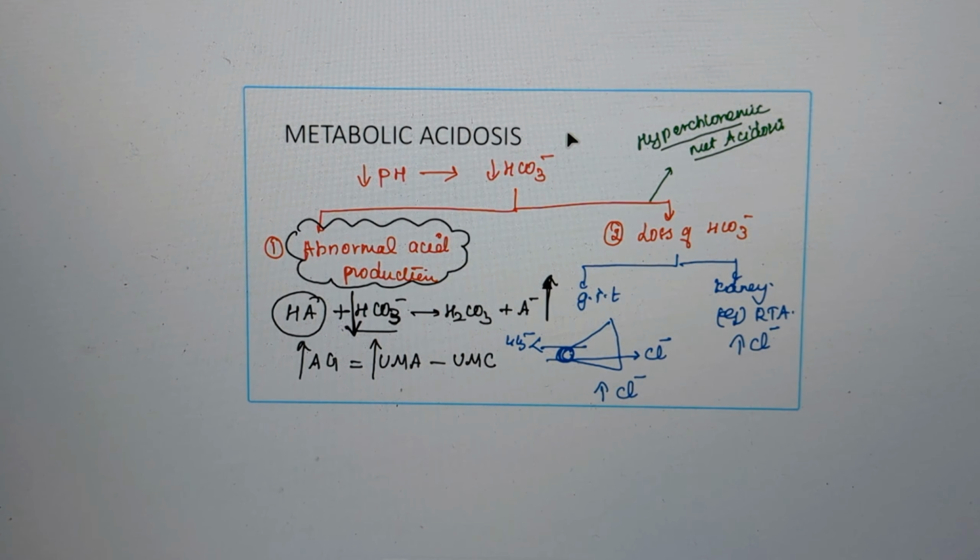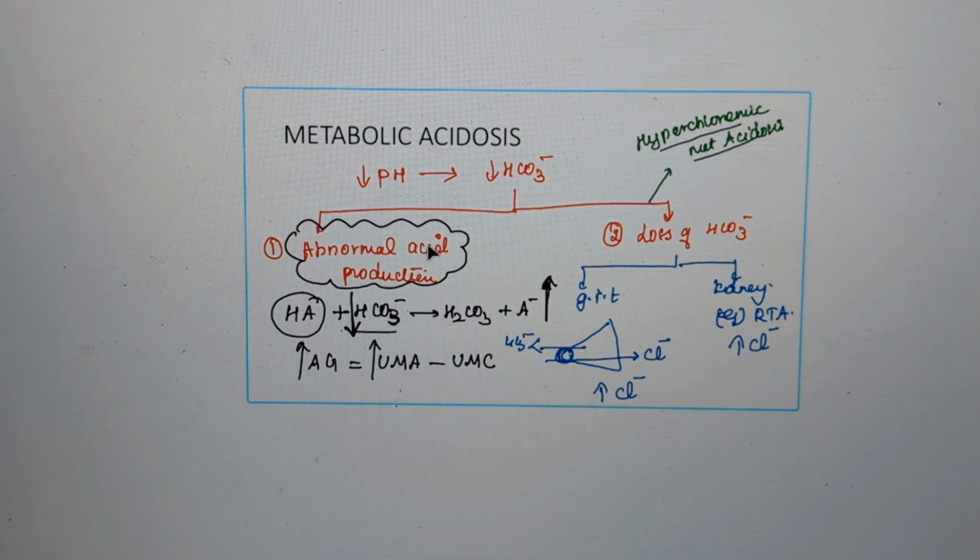Metabolic acidosis. Metabolic acidosis is characterized by a decrease in pH due to a decrease in bicarbonate. Two main mechanisms can lead to this. Number 1, abnormal acid production, and number 2, loss of bicarbonate. At first, abnormal acid production.